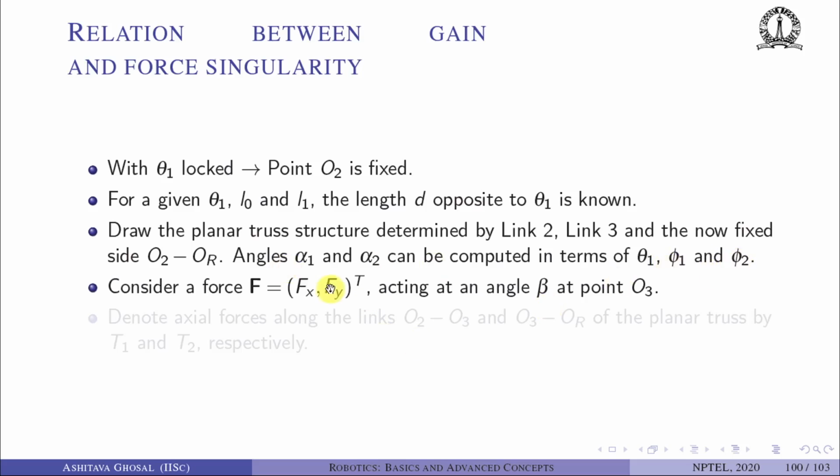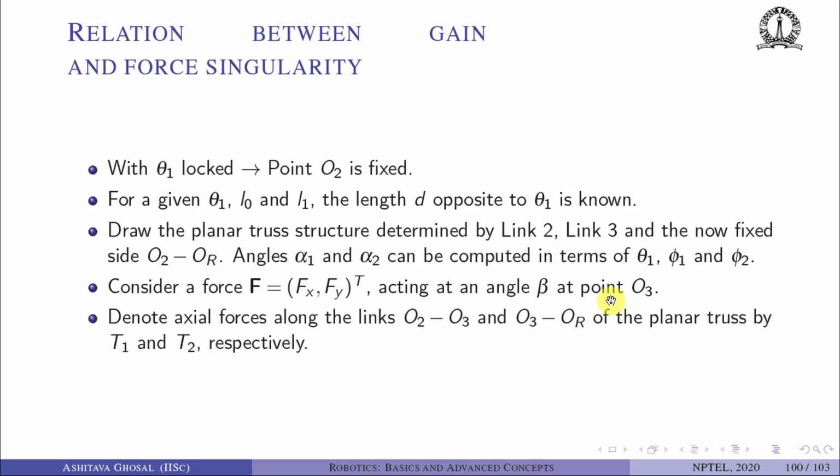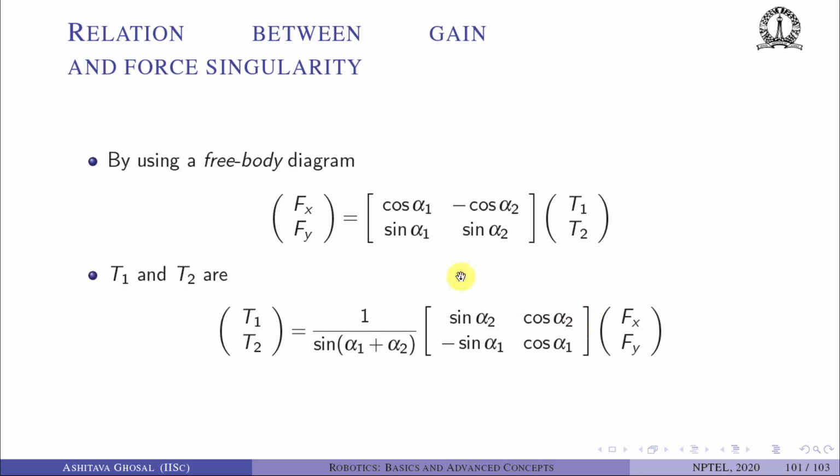Now consider a force Fx, Fy acting at an angle at point O3, whatever I've shown you in the previous drawing. And we want to find the axial forces T1 and T2 acting along the links O2 O3 and O3 OR of the planar truss. How do we find this? We draw the free body diagram. Okay, and you can show that this Fx, Fy is related to T1, T2 by this matrix: cos alpha 1, minus cos alpha 2, sin alpha 1, sin alpha 2.